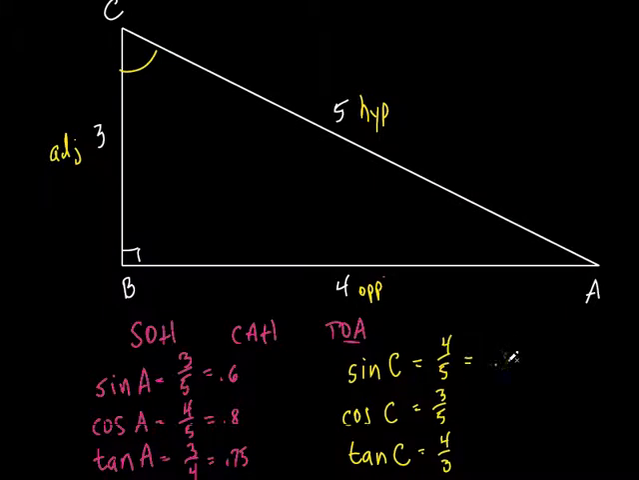4/5 is the same as 0.8. 3/5 is the same as 0.6. 4/3 is the same as what? 1 1/3 or 1.3 approximately. It keeps repeating, but we'll just leave it like that.